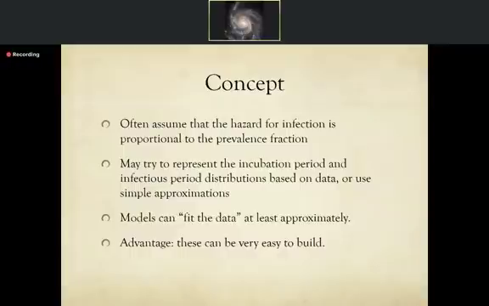So the idea here is that we will often assume that the hazard for infection is proportional either to the absolute number of cases or to the prevalence fraction in the population. We may try to represent the incubation period and the infectious period based on data, or we may use simple approximations. Such models can often appear to fit the data really well. And these models are very easy to build in many cases. So let's go to the next slide.